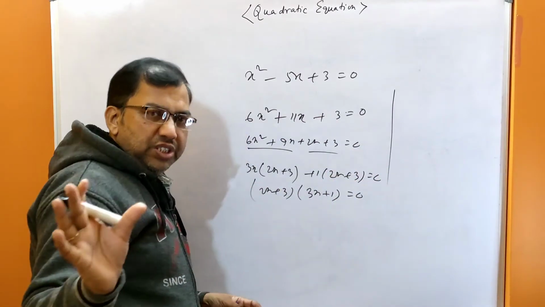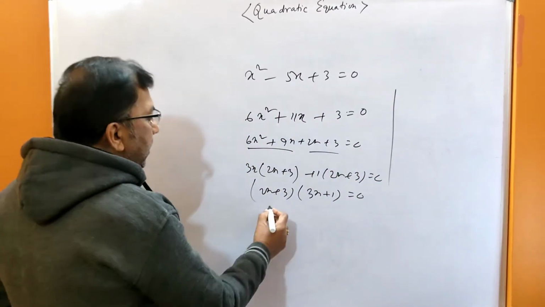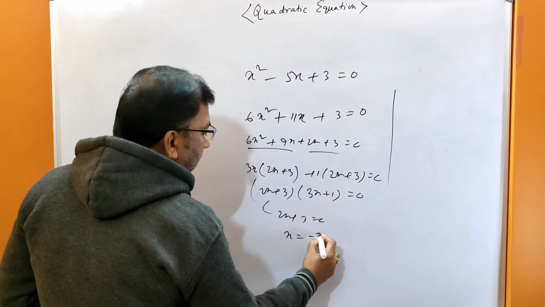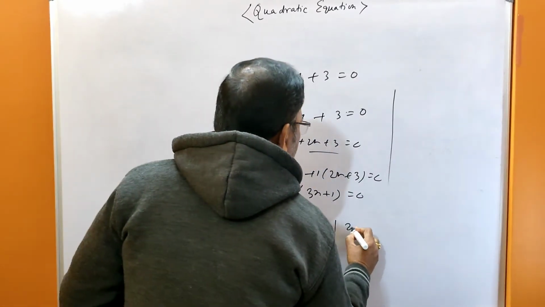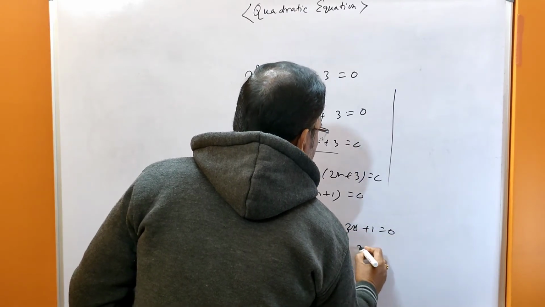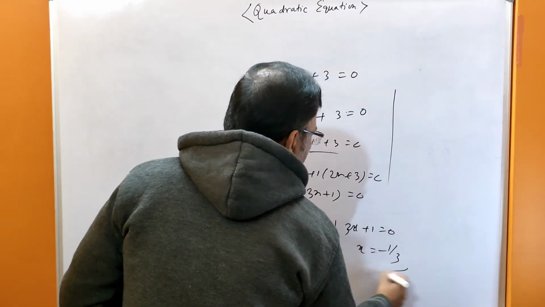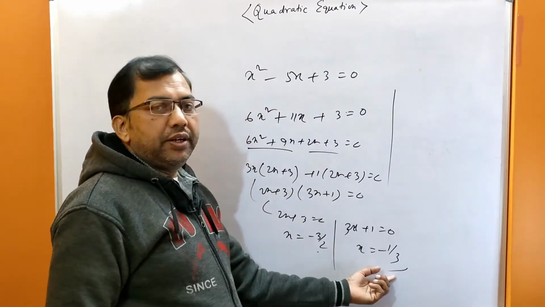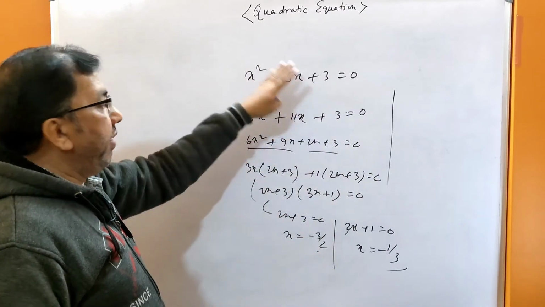You know, all of you know this. So I am not going there. In this way, 2x plus 3 equals to 0. So x equals to minus 3 by 2. And here for x, 3x plus 1 equals to 0. So x equals to minus 1 by 3. These two values you have found out. It is the alpha, it is the beta. So in this way, you have to find out by factor method.